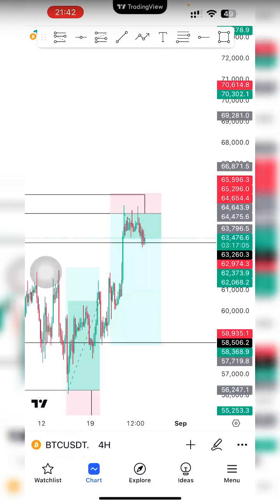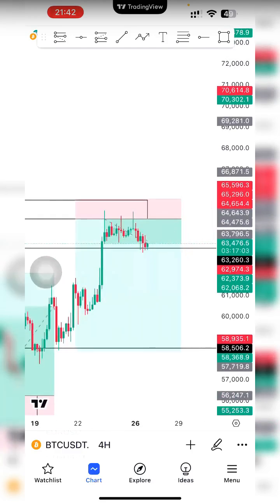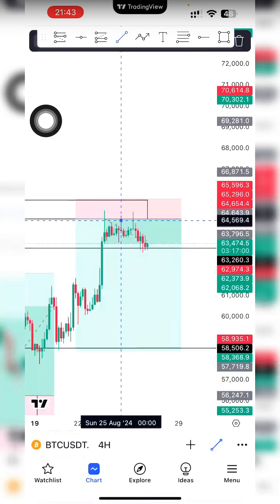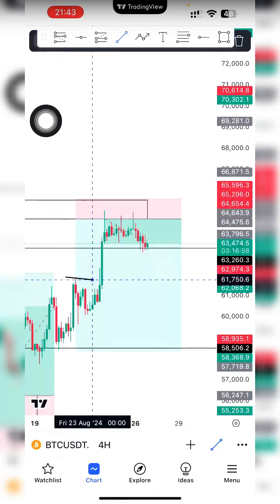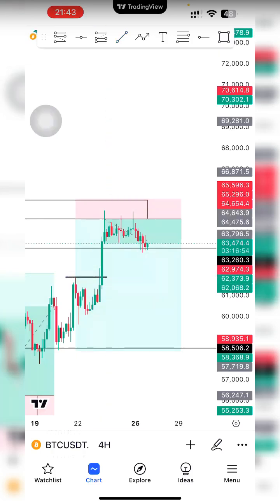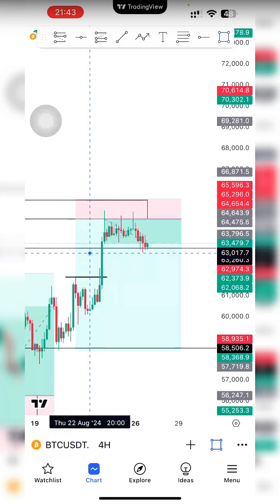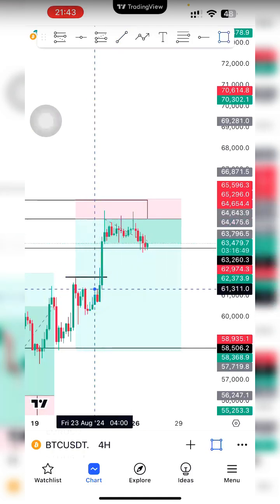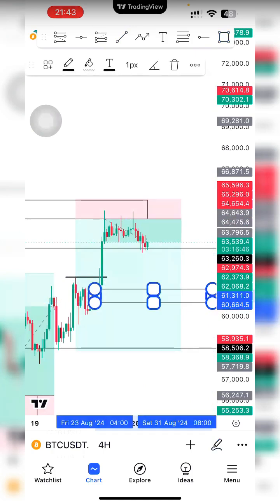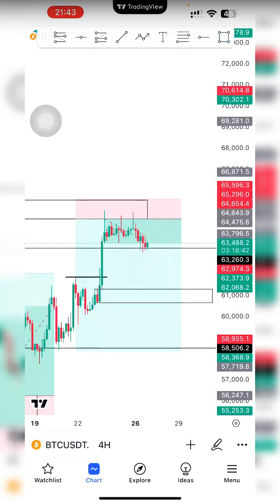So look at this place too. You can see that there's a break of structure here. True or false? There's a break of structure here. That's number one. Number two is that I'm going to pick my order block. This is my order block, the red candle before these impulsive green candles. The next thing is, is there a fair value gap? You all can see that there's a fair value gap here.